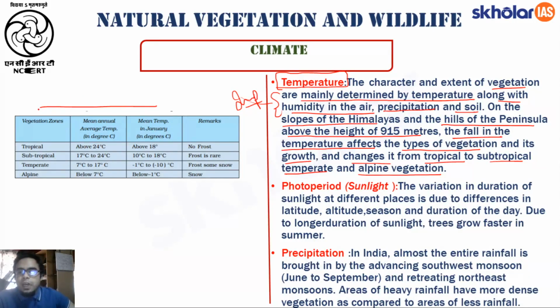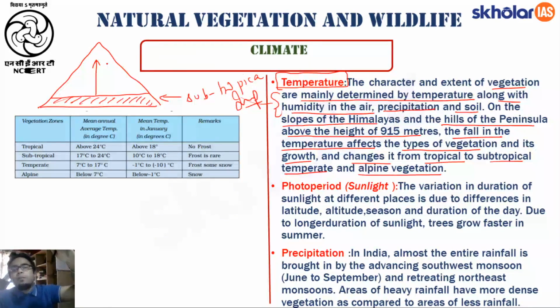Meaning if this is, for example, a mountain, what will happen to the type of vegetation found along the base of the Himalayas or in the peninsular hills? Along the base we will find subtropical vegetation. But as we keep moving upwards, that means as we keep increasing the elevation, what will happen to the temperature? The temperature will start to decrease. And as a result, as the temperature gets cooler, the type of vegetation keeps on changing. For example, here we have subtropical.